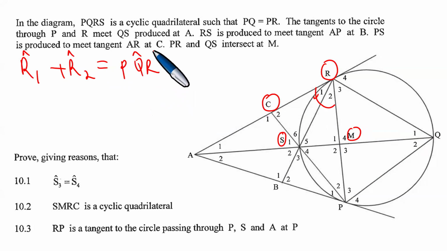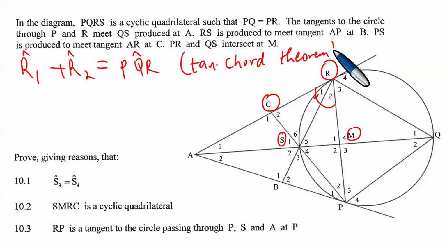Why? Because of what we call the tan chord theorem. So R1 plus R2 equals PQR, and it is the tan chord theorem: the angle between a tangent to a circle and a chord equals the angle in the alternate segment. Right. Moreover, we have angle S4.